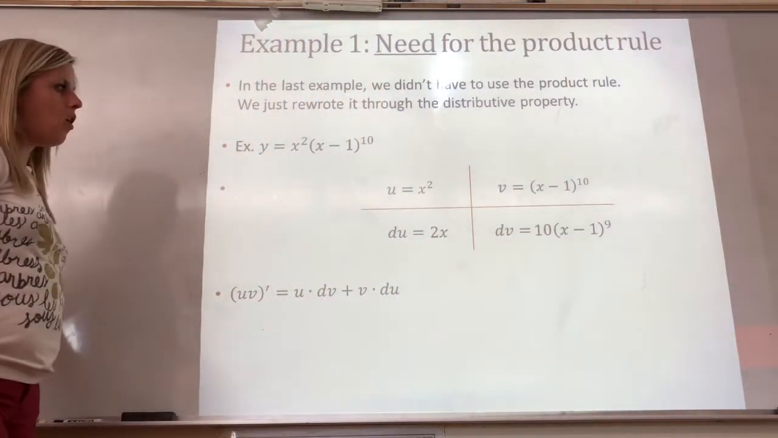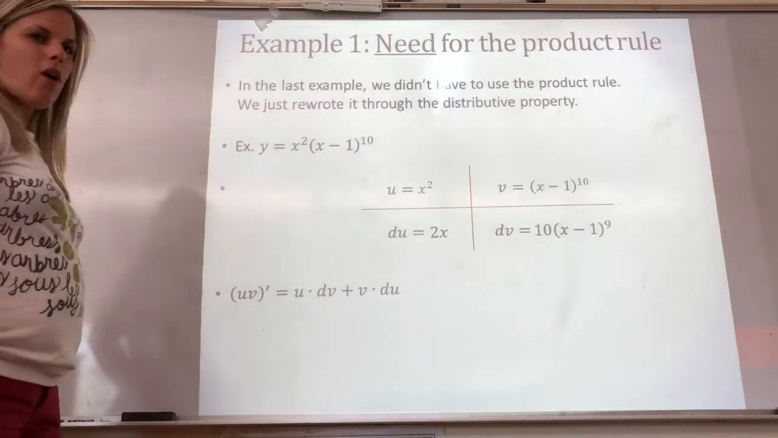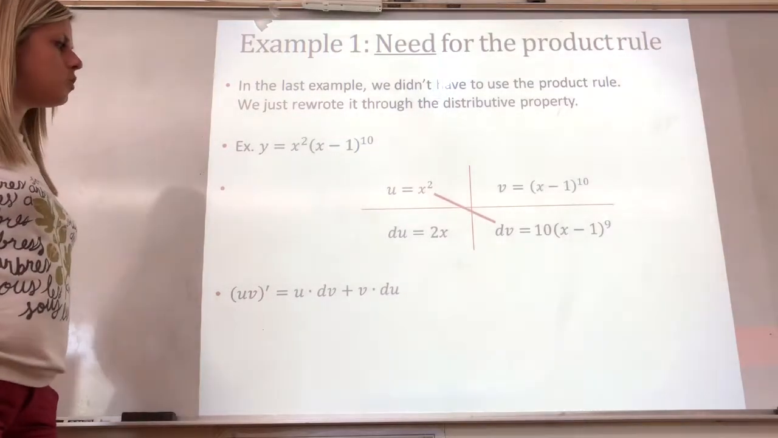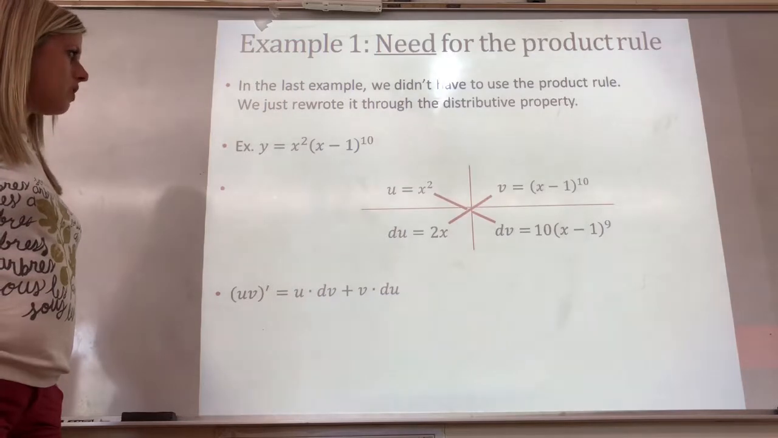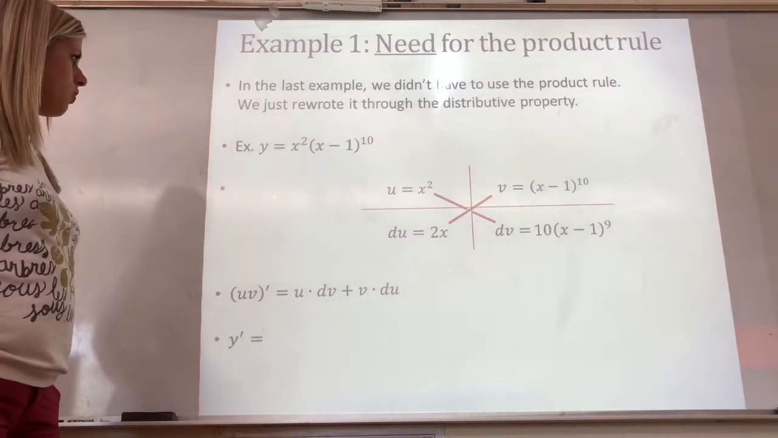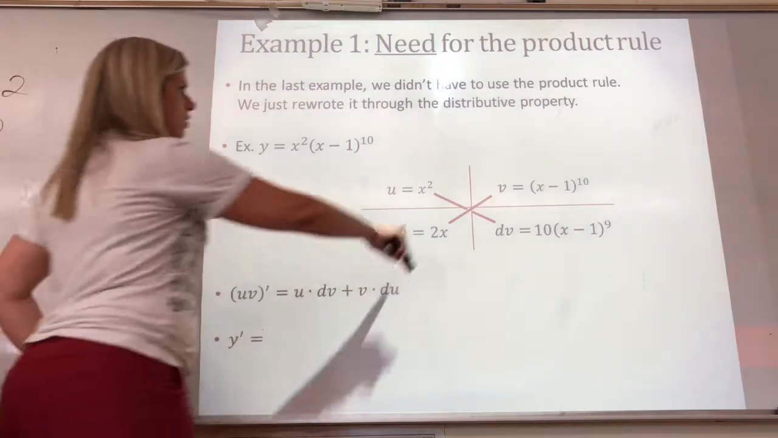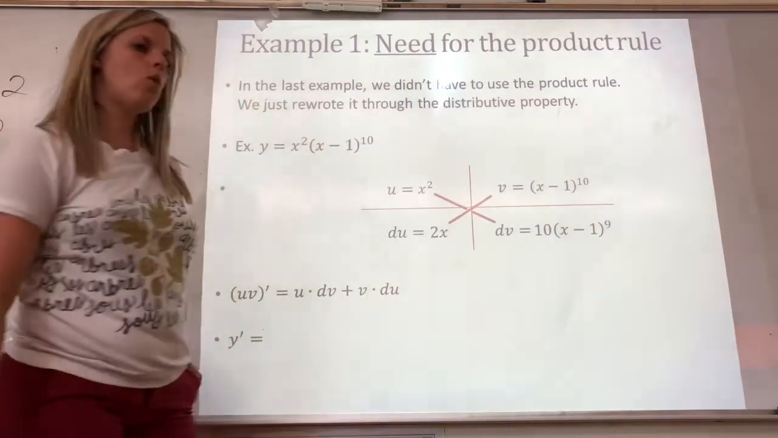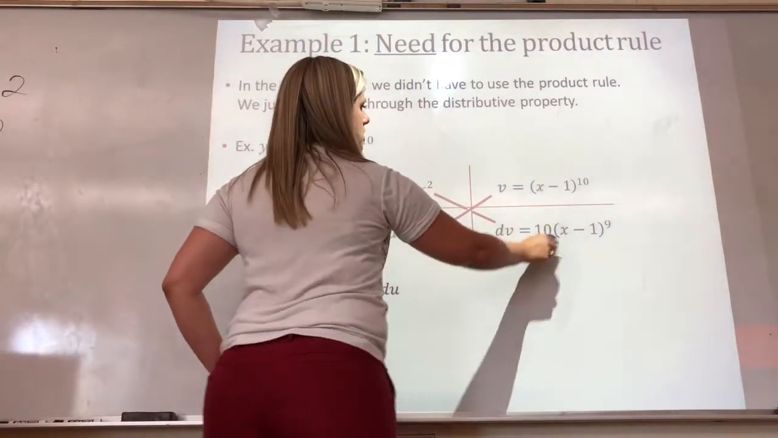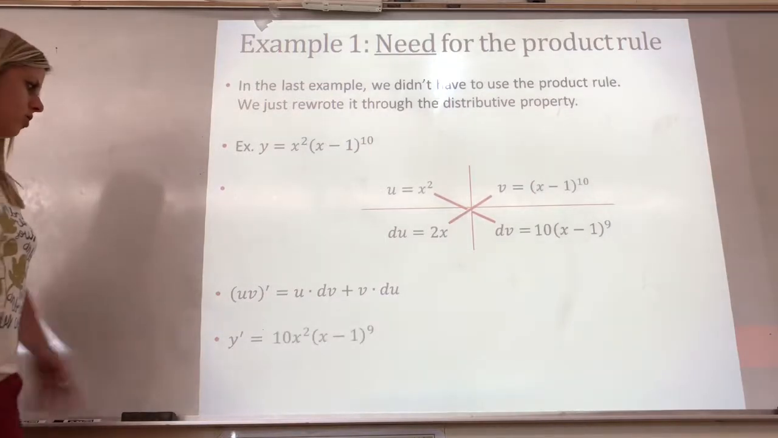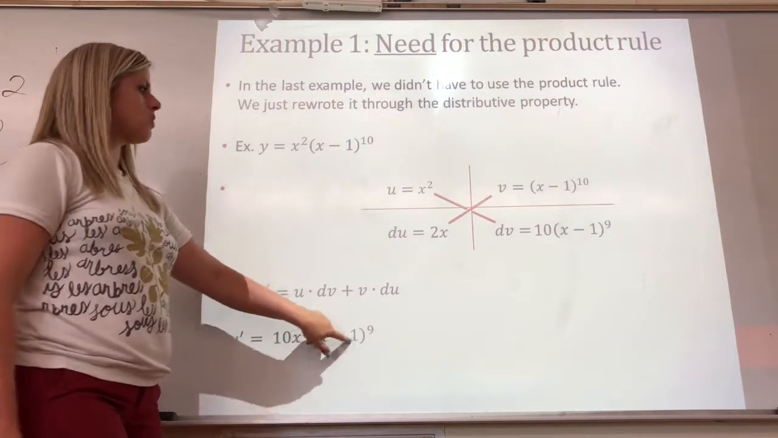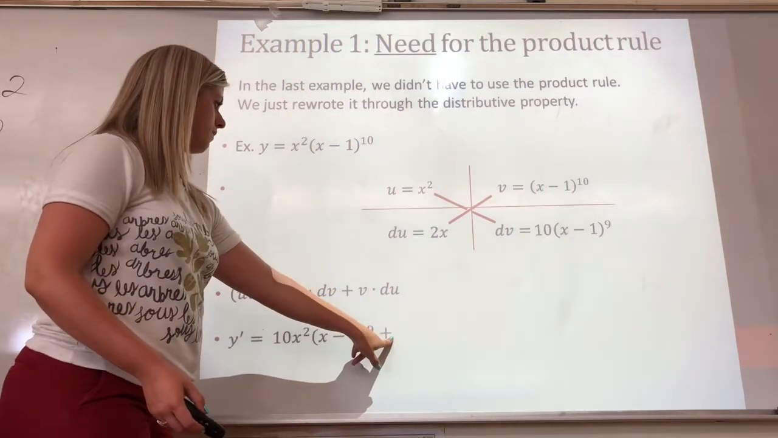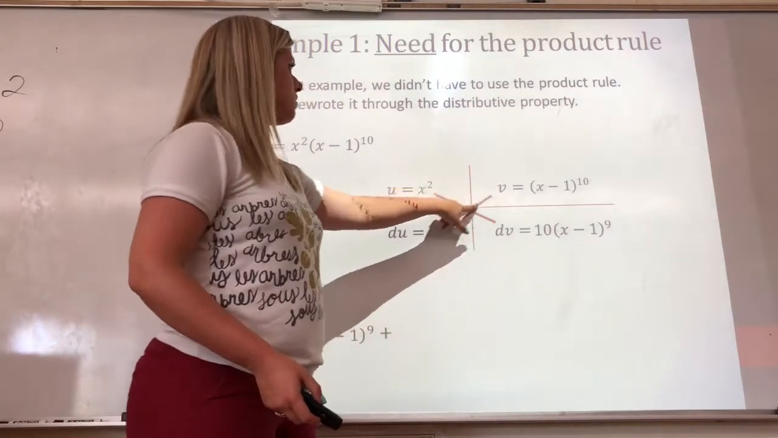All right. So now let's do the product rule together. I'm going to do u dv plus v du. So u dv, x squared times 10 times (x minus 1) to the 9th. I'm thinking, what are my coefficients? x squared is going to be a coefficient, 10 is going to be a coefficient of that term. So 10x squared times (x minus 1) to the 9th. And then plus, so that's u dv, plus, and then now I have v du.